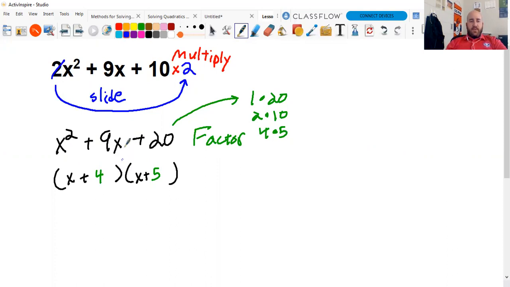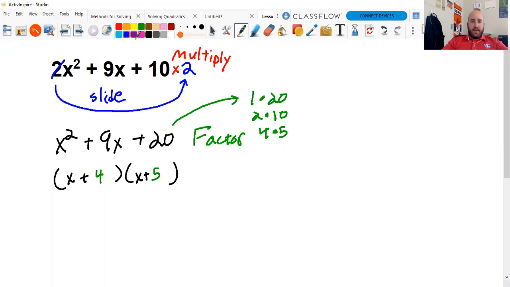So here's the thing we got to kind of recognize at this point, okay? We're not solving quite yet, but I can't just set these equal to 0 and get my solutions, okay? What I did up here is technically not mathematically allowed or legal or, you know, kosher, if you will, however you want to say it. 2x squared plus 9x plus 10 and x squared plus 9x plus 20 are not equivalent equations, okay?